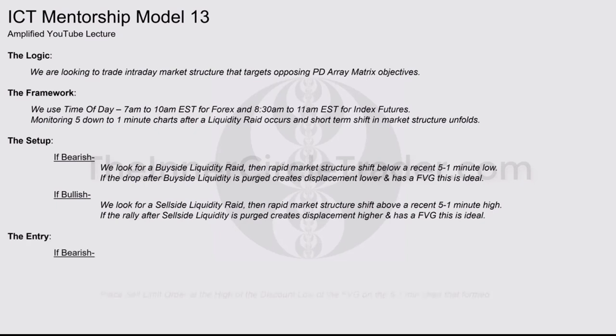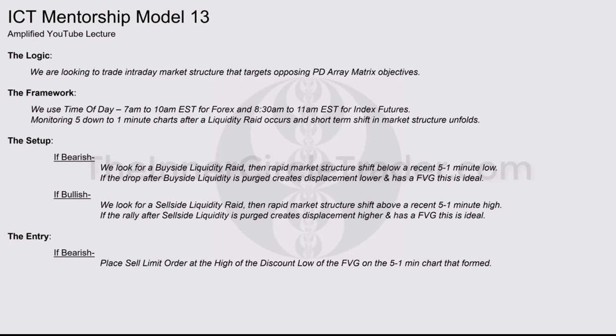If bearish, place a sell limit order at the high of the discount low of the fair value gap on the 5 down to 1 minute chart that formed. What do I mean by that? If we're looking for a sell, the fair value gap is formed by 3 candles. The lower candle that creates the bottom range of the fair value gap, that's the discount low. So you're placing a sell limit order at that high.